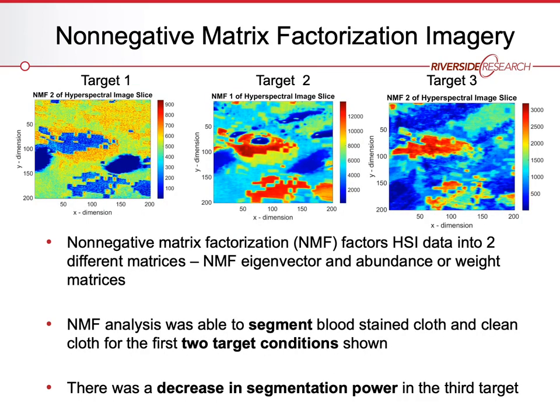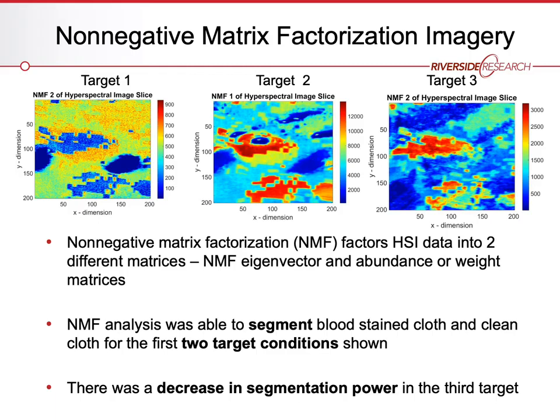The first machine learning algorithm that was used was non-negative matrix factorization, and shown here are slices of the non-negative matrix factorization for each of the different targets. Non-negative matrix factorization factors HSI into two different matrices, an NMF eigenvector matrix and an abundance or weight matrix. And by using the eigenvectors, you can decompose the original image into these NMF imagery slices, which show image segmentation.